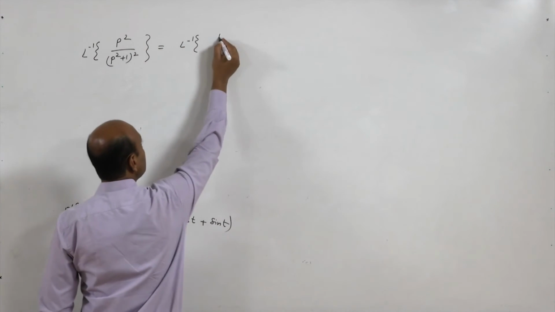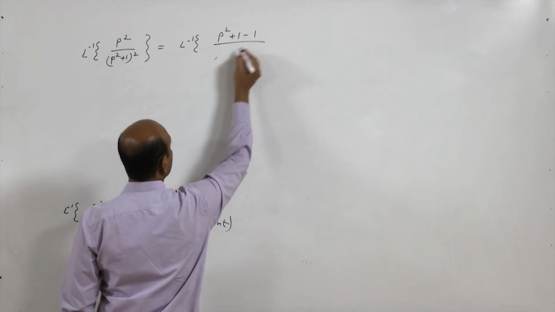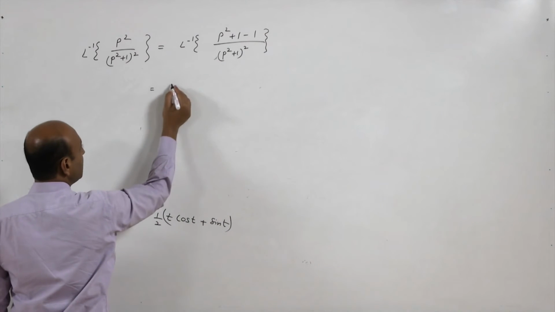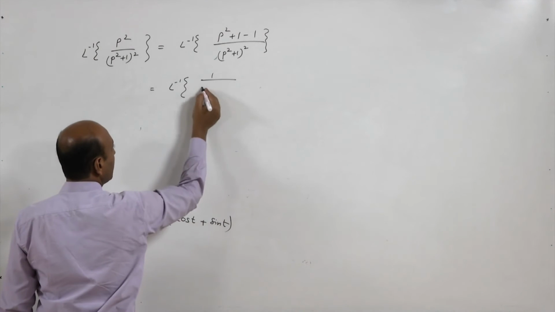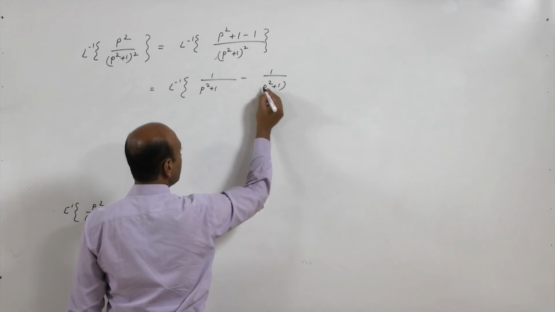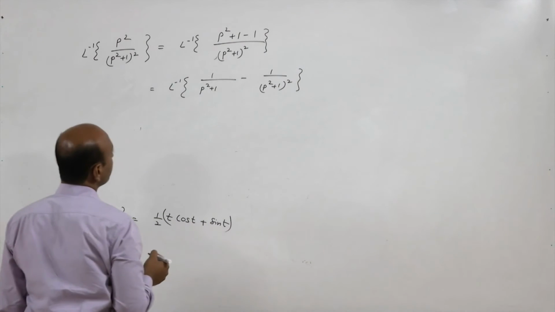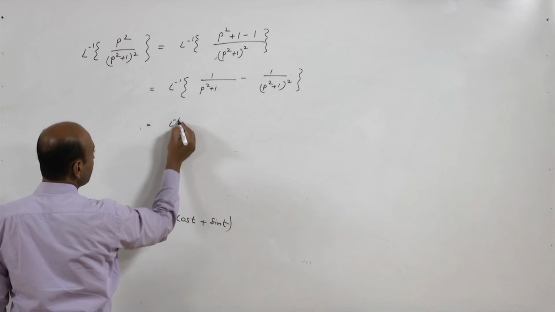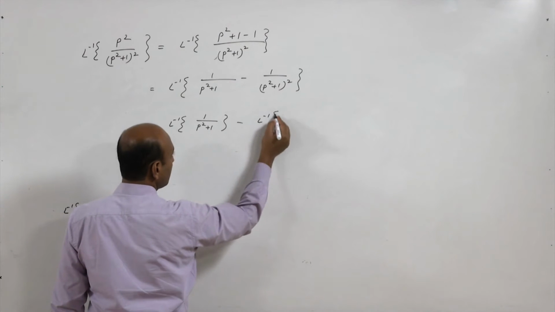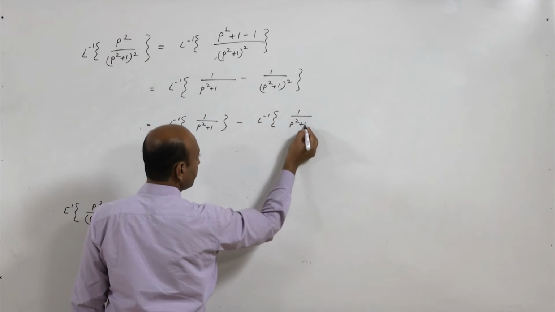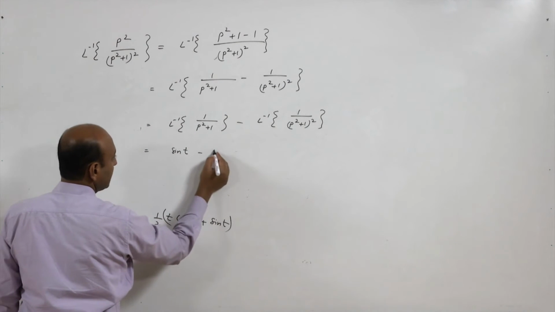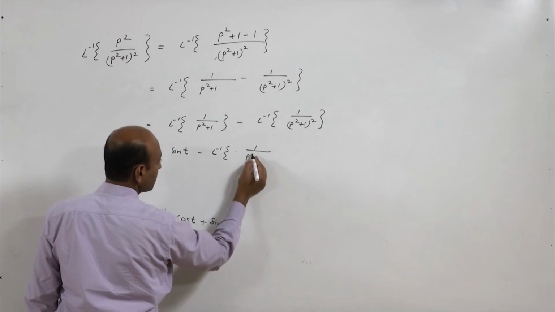Laplace inverse of (p square plus 1 minus 1) upon (p square plus 1) whole square. You add and subtract 1 in the numerator. This is nothing but Laplace inverse of 1 upon (p square plus 1) minus 1 upon (p square plus 1) whole square. Now this is nothing but Laplace inverse of 1 upon (p square plus 1) minus Laplace inverse of 1 upon (p square plus 1) whole square, and this is nothing but sin t minus Laplace inverse of 1 upon (p square plus 1) whole square.